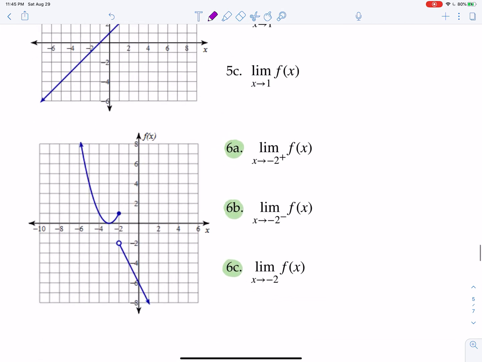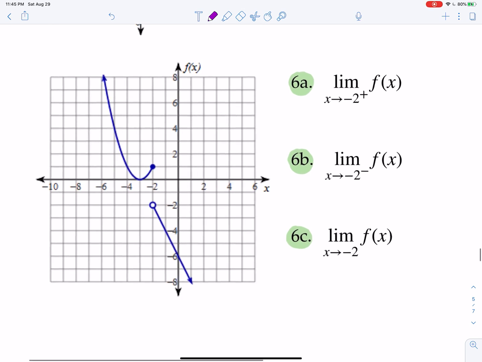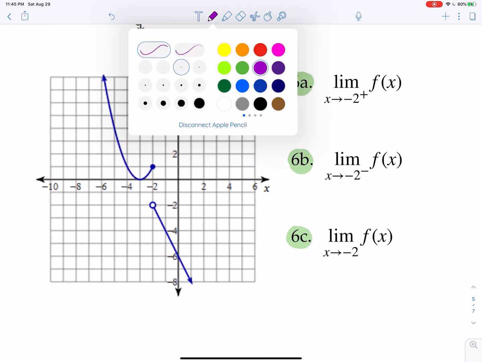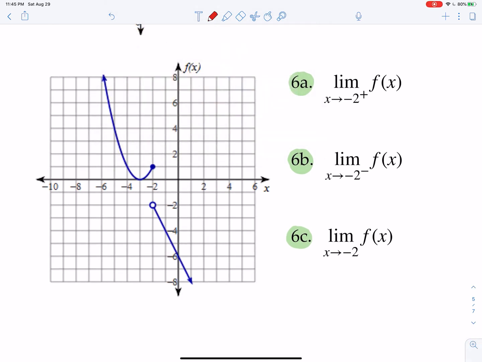So you see I'm asking for 3 limits right here, all centered on -2, and you might realize, ooh, something weird is happening in this piecewise function at -2. And that's exactly why a left-hand limit and a right-hand limit are sometimes the most appropriate.